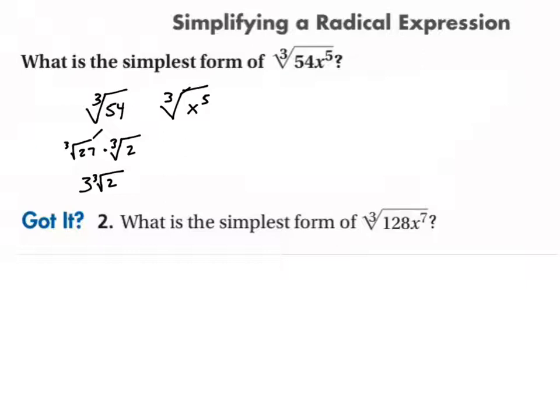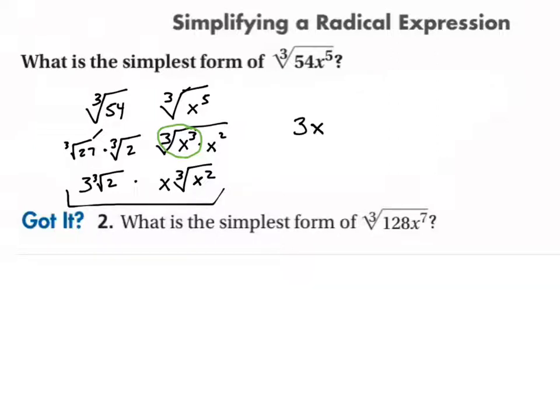It remains. We talked about this before, that the powers on the variables are getting divided by your index. In this case, 5 does not divide evenly by 3. So I want to separate this into x to the 3rd times, in the same radical, x squared. The cube root of x to the 3rd will be just fine, it'll come out as just x. But we're leaving behind the cube root of x squared. Now we need to bring all of this back together. So we've got 3x and then the cube root of 2x squared.